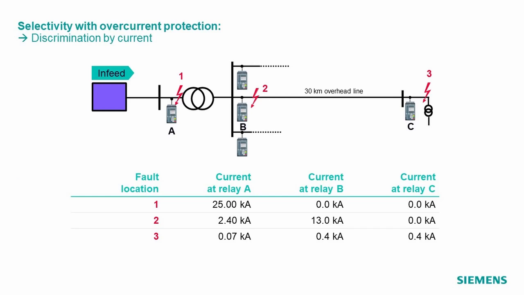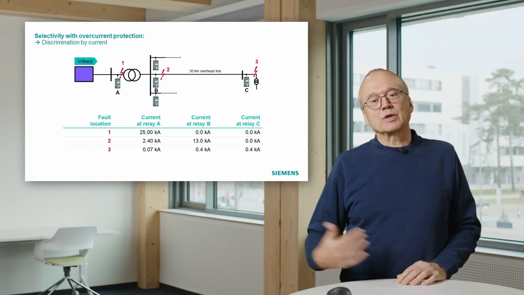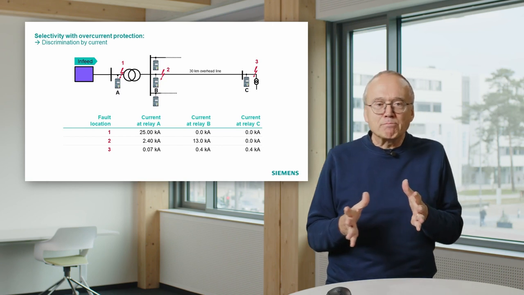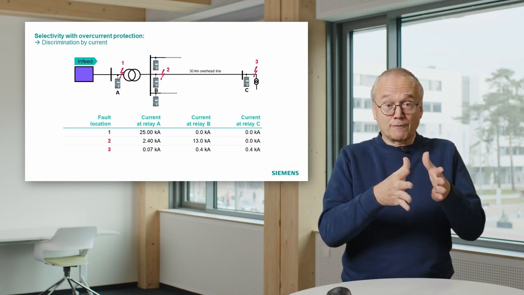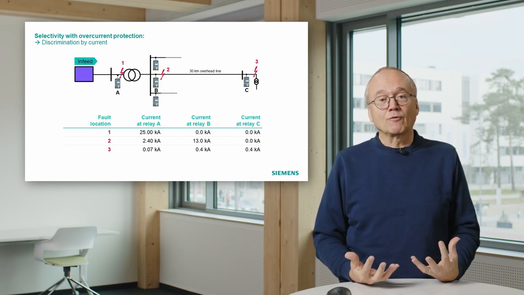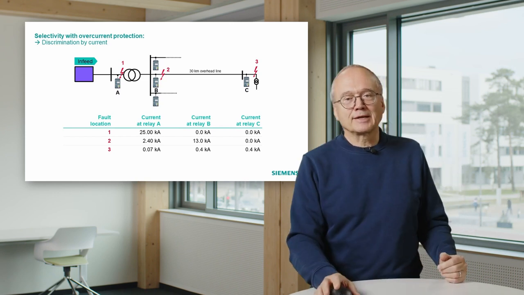The same thing applies to relays at location B. If they see a current above 400 amps, it knows the fault must be somewhere on the line, because if the fault is at location 3, it must be lower. That means in such an arrangement where we have significant impedances, here it is the transformer and the long line, if we have significant impedances involved, we can use the current to decide do we need a fast trip or not.